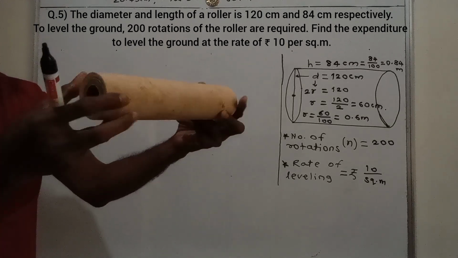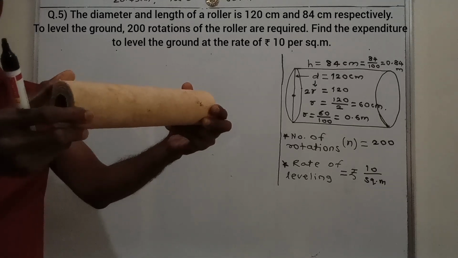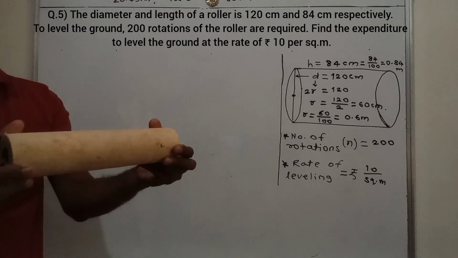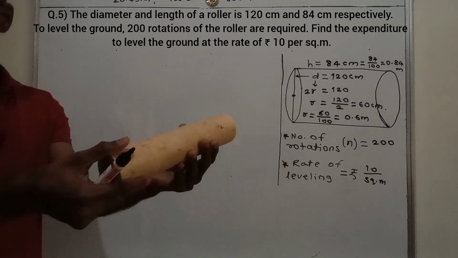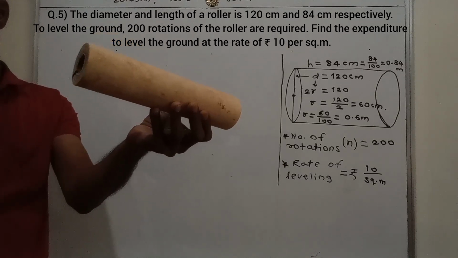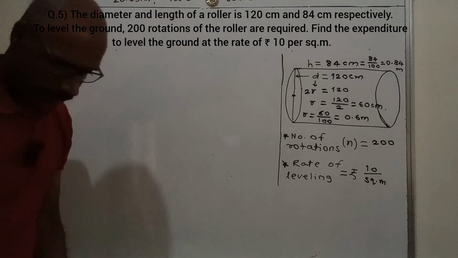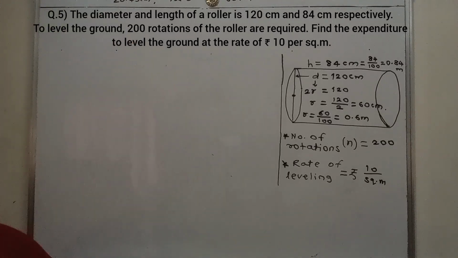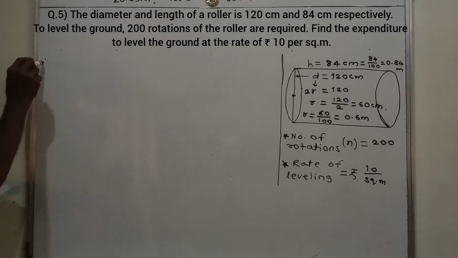Did you get it? One rotation means curved surface area of this roller. Did you get it? Therefore, see this carefully. Now, directly we will find the expenditure.